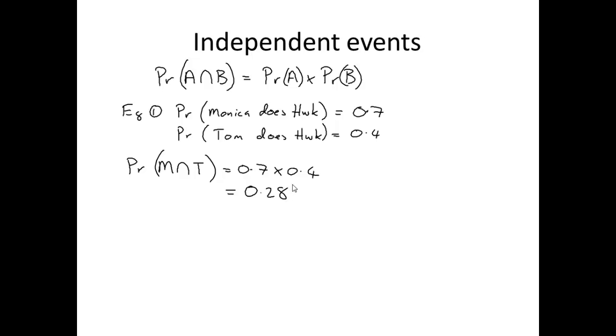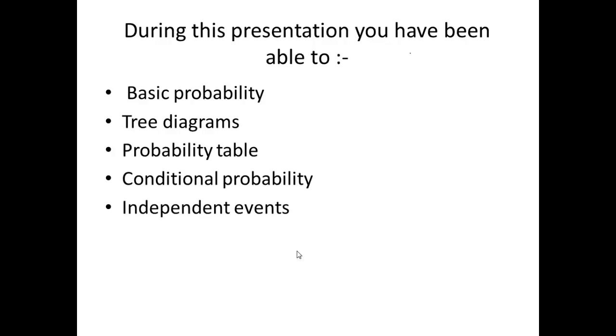What's the probability that Monica does do her homework and Tom doesn't do his homework? Well, that's 0.7 times 0.6, 0.42. So that's a bit more common, a bit more likely. Okay. During this presentation, I've talked about basic probability, tree diagrams, probability tables, conditional probability, and independent events. So you should be able to have a go at the exercise now.